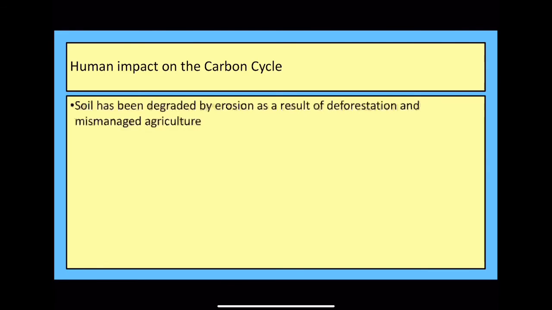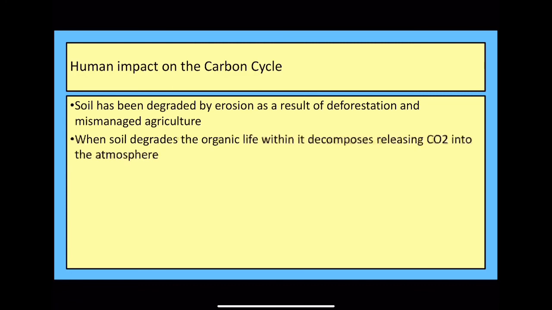We've also damaged soil greatly. So soil is a living thing. It's got bacteria and organisms in it, and it stores a huge amount of carbon through that. So through deforestation and bad agricultural practices where we overuse the soil, we lead to degradation of the soil. And this releases CO2.